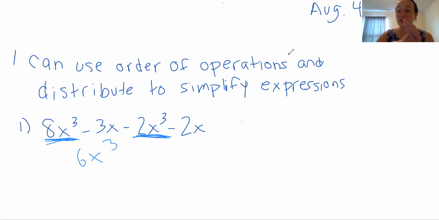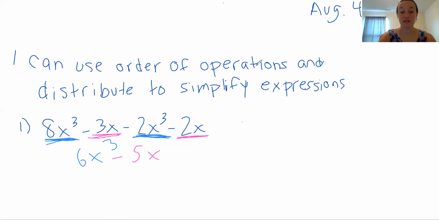I'm not changing the variable. I'm not changing the exponent. All I'm doing is looking at these numbers out in front of the variable, which is what we call the coefficients. Okay, do we have other like terms? Let's take a look. So I've got negative 3x and negative 2x. Same variable, same exponent. I can go ahead and put those together. Negative 3 minus 2 gets me to negative 5x.